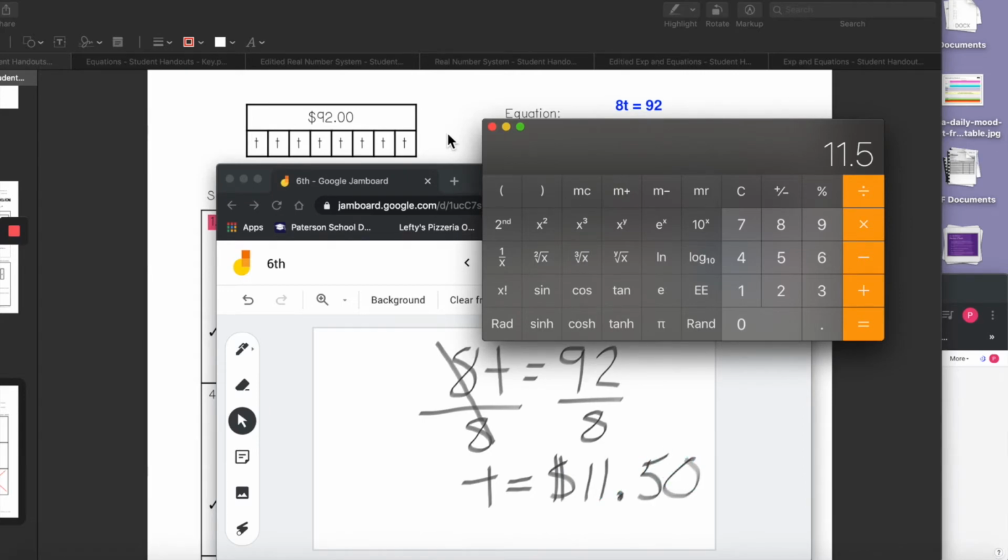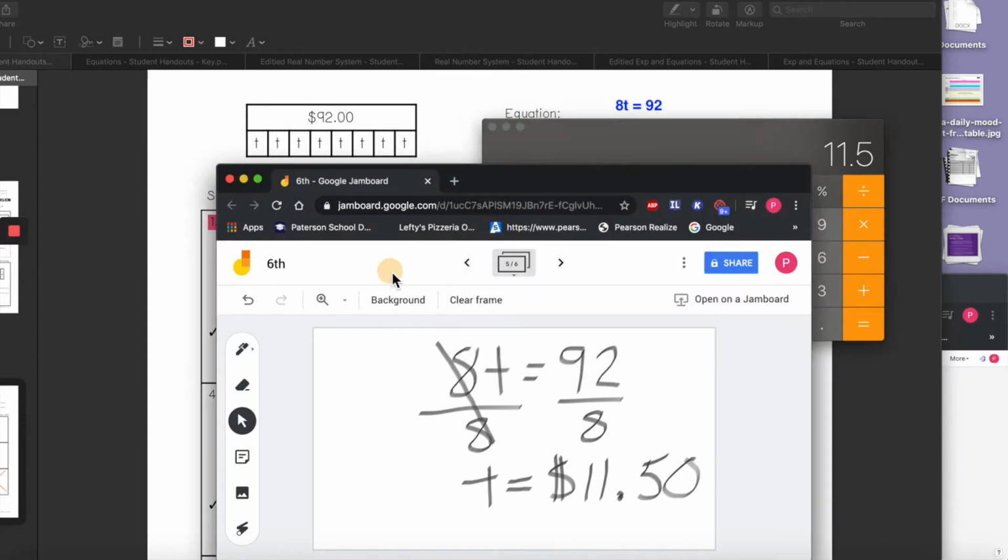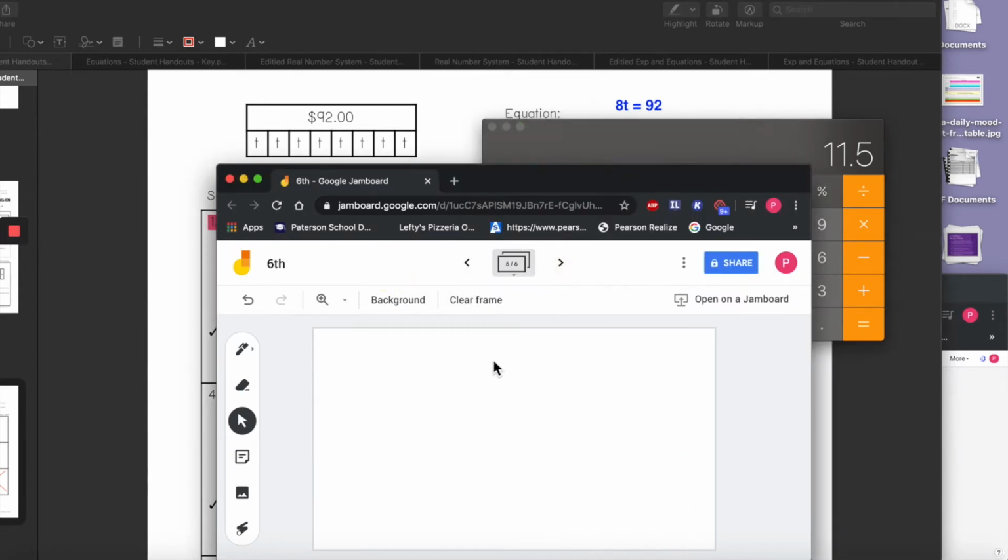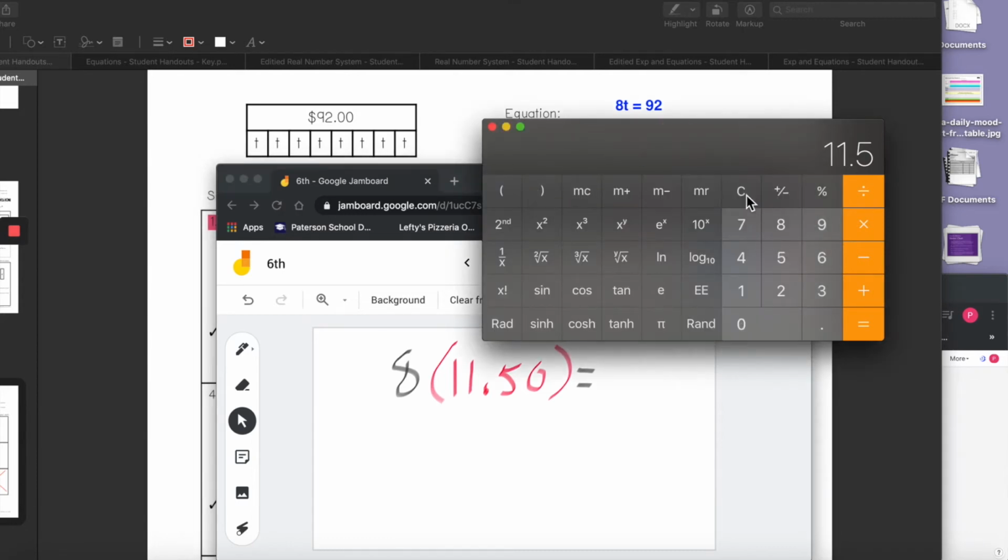Now if I wanted to check my work, I could do that. I could take my variable, which was t, and say that it was 11.50. That was what I got for x, and multiply it by 8, which was in my original equation. And if it equals 92, then I did my work right, because I'm substituting what I got for x into my original equation. So if I had 8 times 11.50, and I know my work is right.